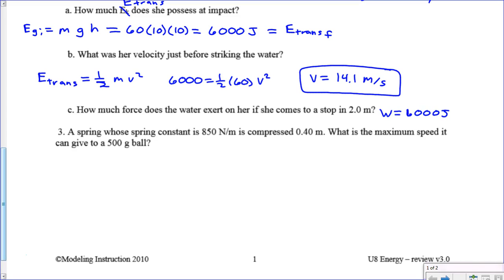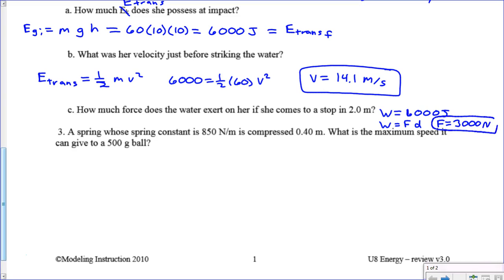Also, we know that work equals force times distance. All right, so you can use those two things together to solve for force, and you get that force equals 3,000 newtons.